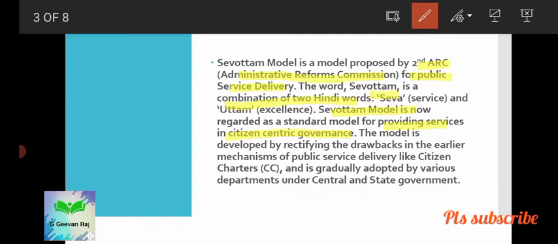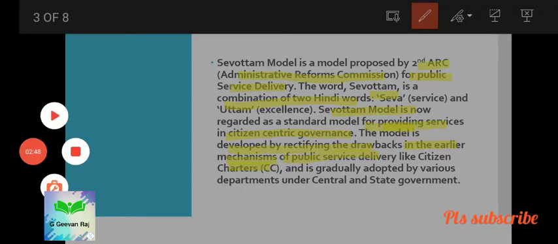The model is developed by rectifying the drawbacks in the earlier mechanisms of public delivery like citizen charters, and is gradually adopted by various departments under the central and the state government. So, the Sevottam model is an improved mechanism which rectifies the defects of other models like the citizen charter and other frameworks for governance. So, it is a new and improved model which is proposed by the second ARC.